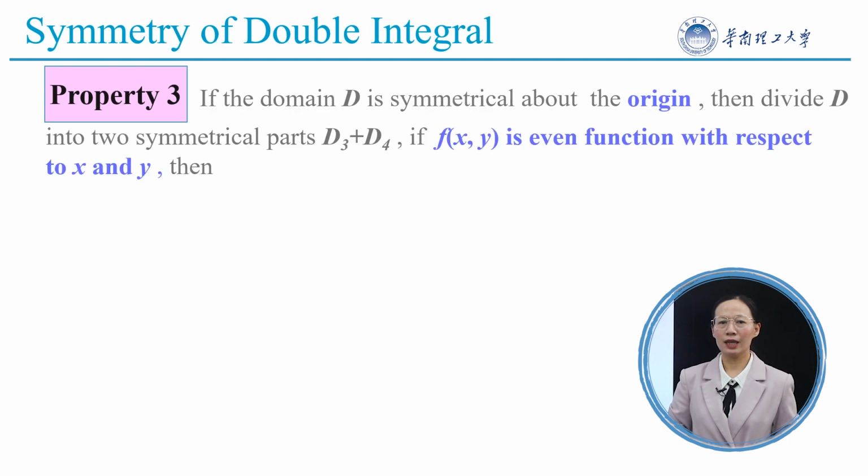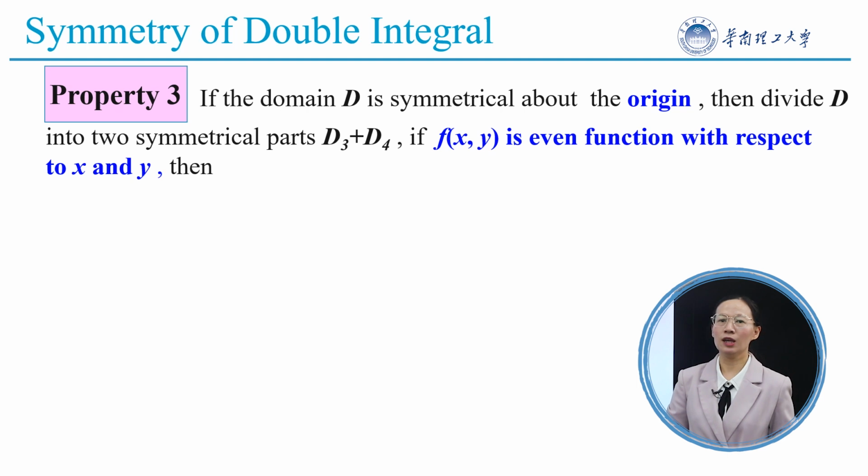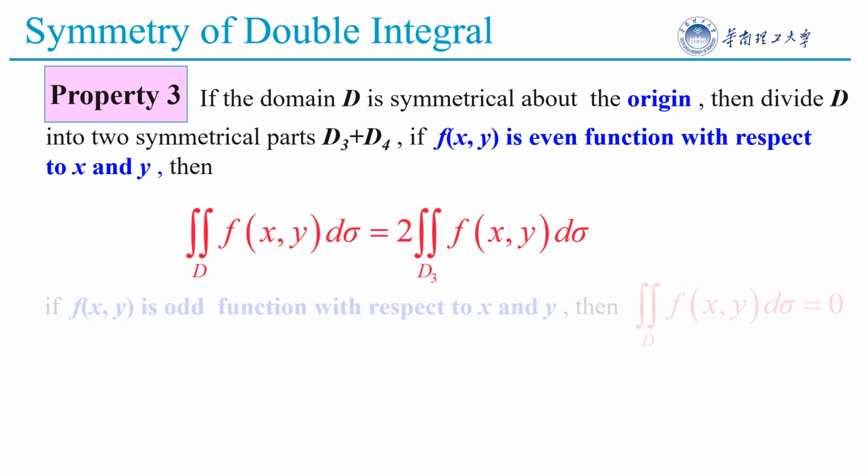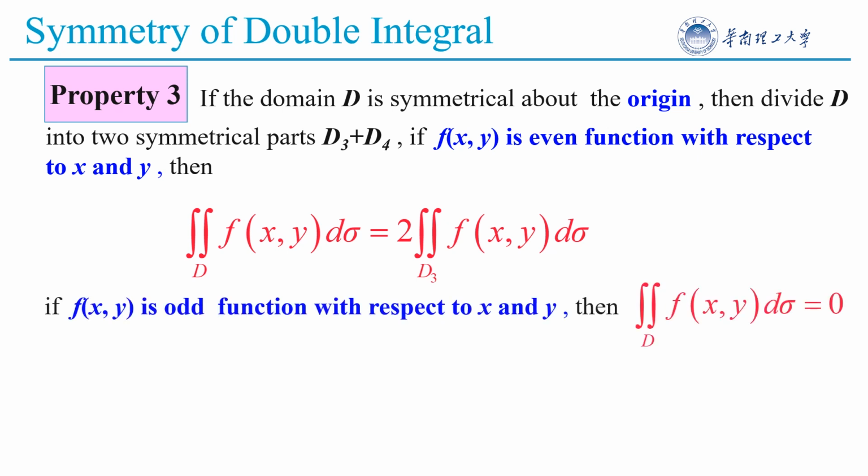Property 3. If the domain D is symmetrical about the origin, then divide D into two symmetrical parts, D3 and D4. If f(x,y) is an even function with respect to x and y, then the double integral of f(x,y) on region D is equal to 2 times the double integral of f(x,y) on region D3. If f(x,y) is an odd function with respect to x and y, then the double integral of f(x,y) on region D is equal to 0.